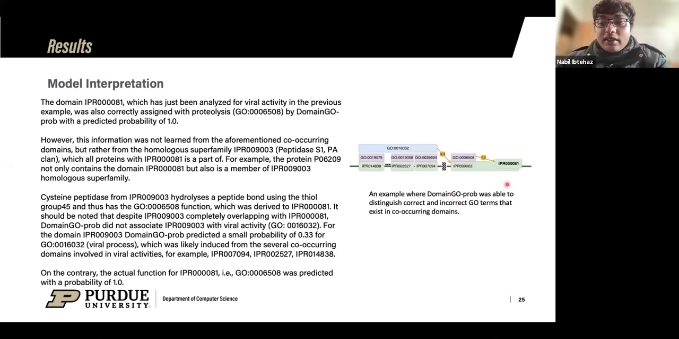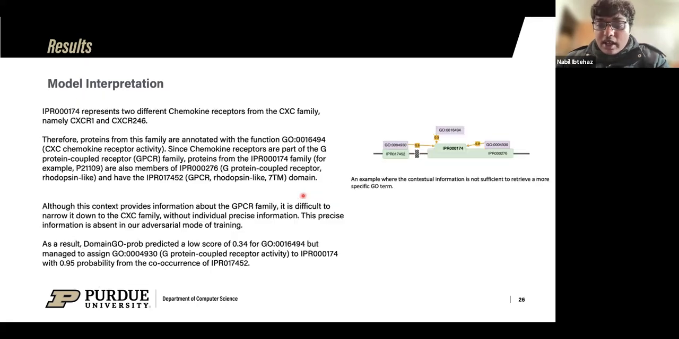So we were able to combine all the information, but in doing so, we don't blur the information. For example, this particular domain is also involved in hydrolysis, but that information was not picked from the viral domains, it was picked from the superfamily IPR 9003. So not only are we able to combine the complementary, supplementary information, but we are also able to contrast between the different complementary information.